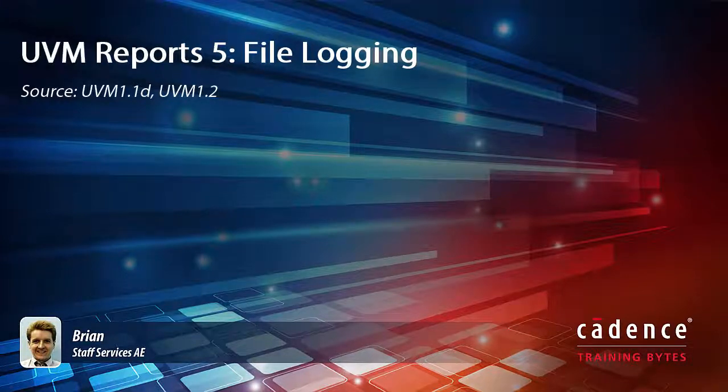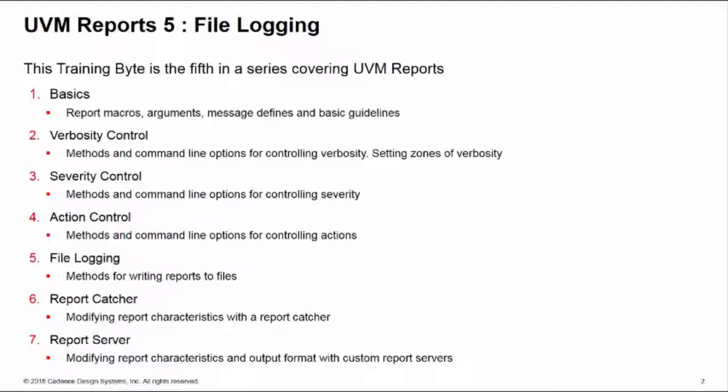This is the fifth in a series of training bites covering the control and customization of UVM reports. If you haven't already, we recommend you take the basics training byte first. This covers the terminology and the functionality of reports and gives you some useful tips on message defines and some basic guidelines. But in this training byte, we'll cover file logging, methods to write your reports to external files.